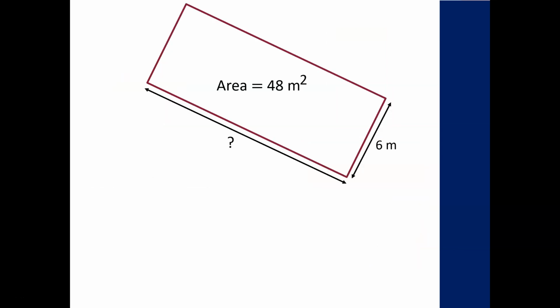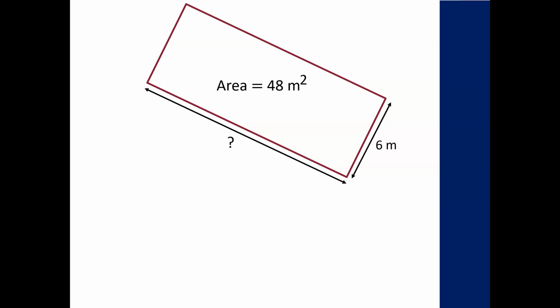Here we have a situation where we're not asked to calculate the area because, look, it's given to us. We are told the area is 48 metres squared. This time we're asked to calculate a missing side. Let's think about what we already know about this rectangle. We know its area is 48 metres squared, and we know that one of its sides is 6 metres.